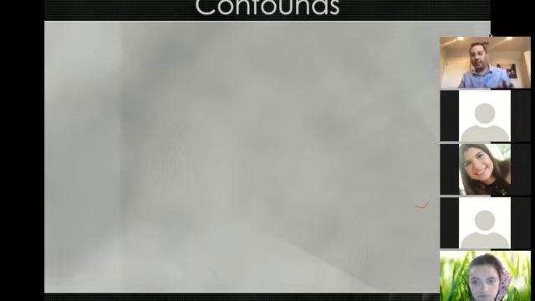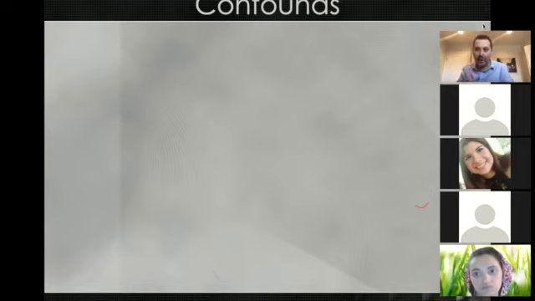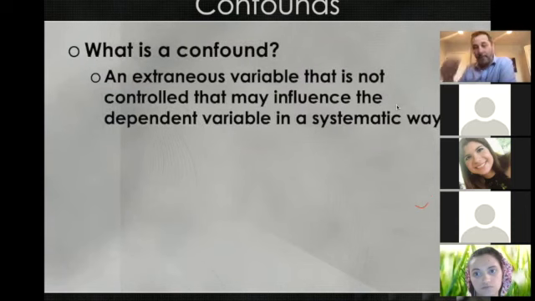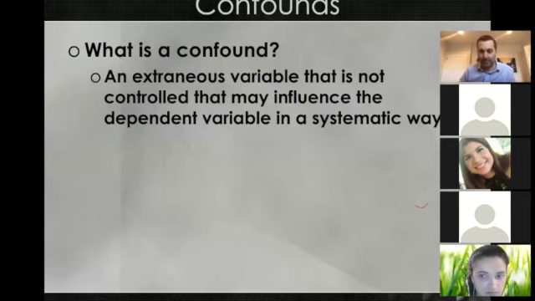But let's look into this a little bit more, because it is very, very easy when conducting these studies to accidentally introduce confounds into our research methodology. So let's talk about what a confound is and why it completely destroys an experiment. You want to avoid confounds at all costs. A confound is any extraneous variable, extraneous meaning it's not the independent variable. It's something else, something we're not trying to control, that may influence the dependent variable in a systematic way. You can kind of think of it as anything that differs between your groups other than the independent variable.